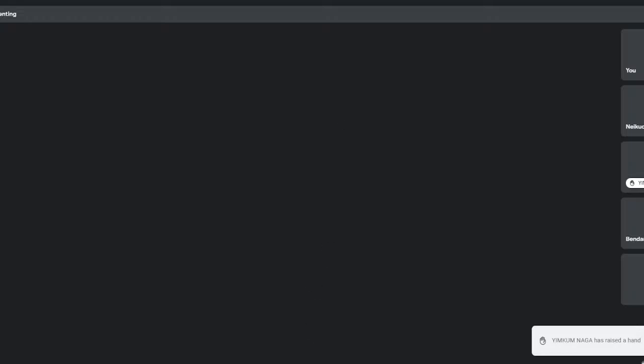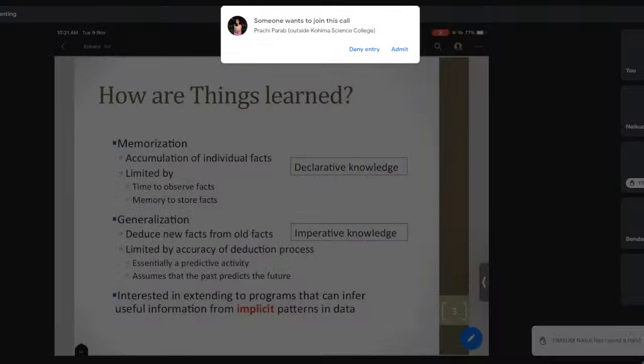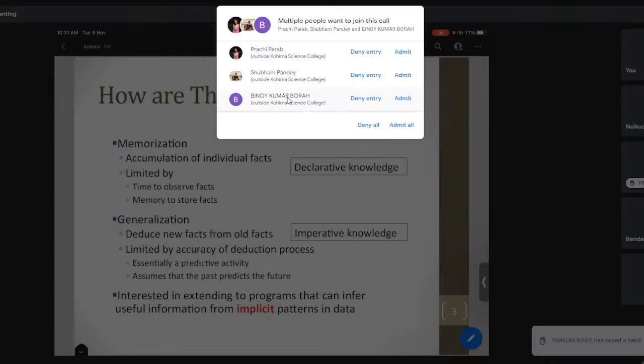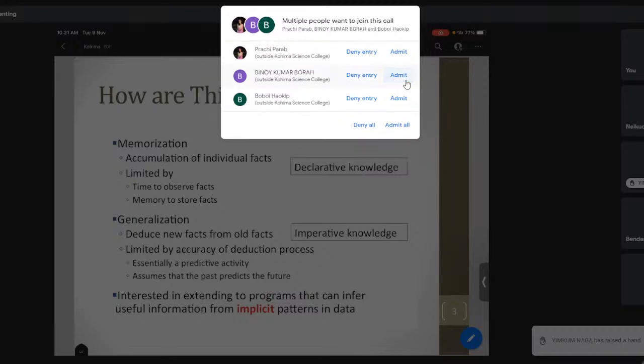Now, before going into the clustering technique, we should learn how things are learned by human beings. There are basically two broad classes of knowledge acquiring. One is the method of declarative knowledge. The other one is the method of imperative knowledge. In declarative knowledge, basically we read, we try to remember things, we try to collect the facts, and we just try to remember these facts.